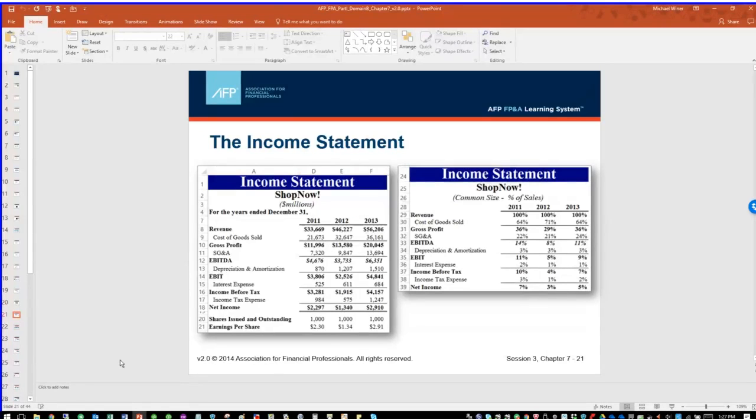Okay, so there's an income statement: revenue, cost of goods sold, gross profit, SG&A, EBITDA, depreciation and amortization, EBIT. So EBITDA is earnings before interest, taxes, depreciation, and amortization. So then when you take away depreciation and amortization, you get to just EBIT, earnings before interest and taxes. Then you take away interest expense to get to income before tax, take away tax expense to get to net income.